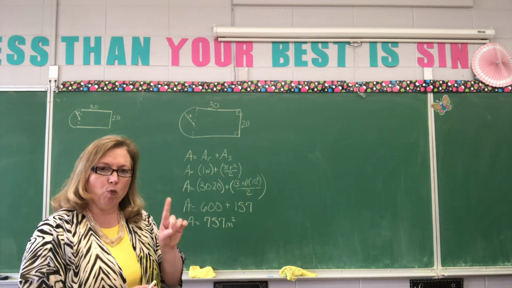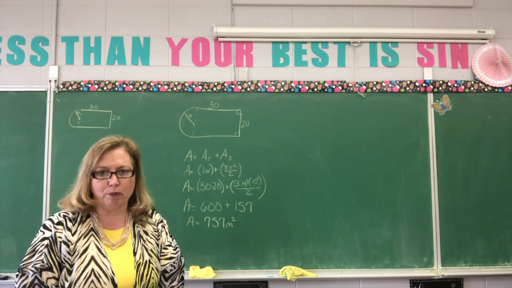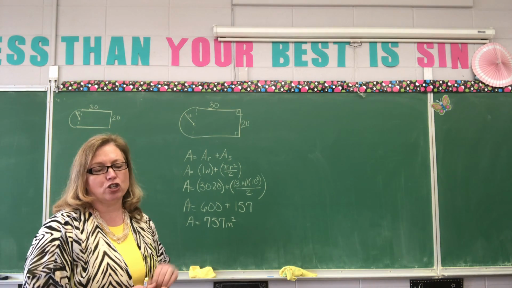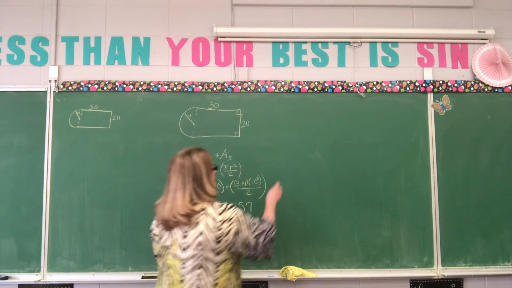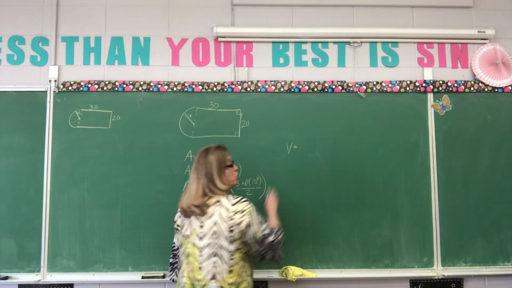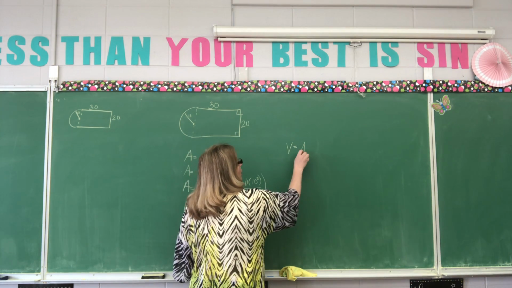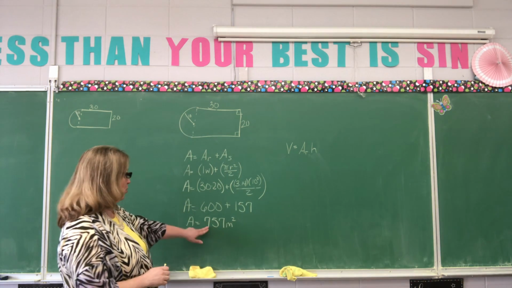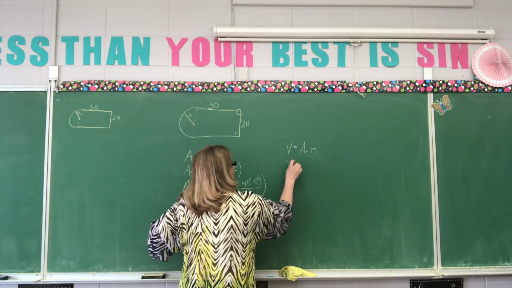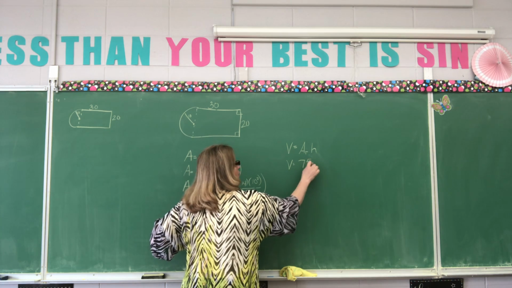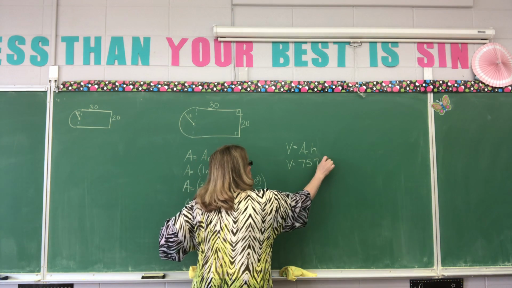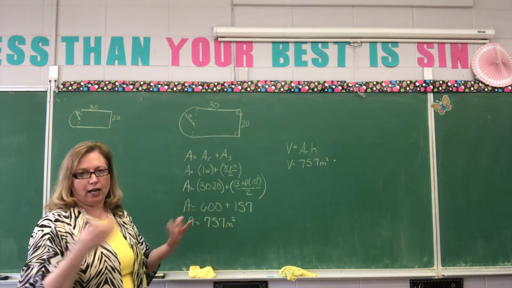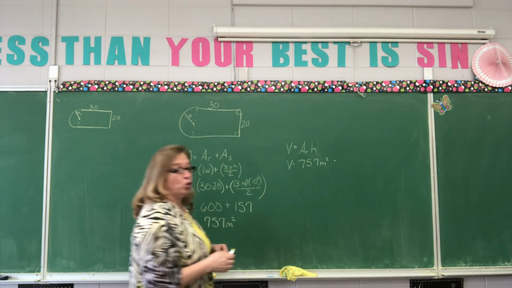Let's take this problem one step further. It's not in your book. What if I asked you to find the volume of this shape? How do you find volume? Volume equals the total area times the height. That's all you have to do. So your area is 757 square meters times the height. And just for the sake of having a measurement, let's make the height 2 meters.